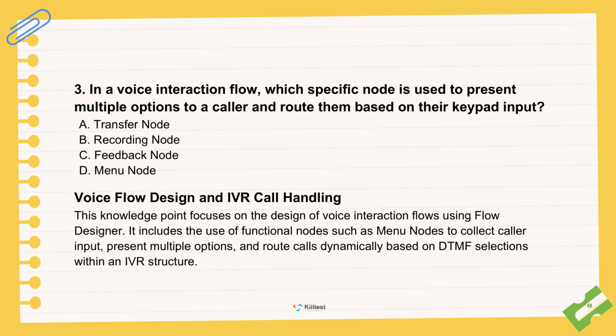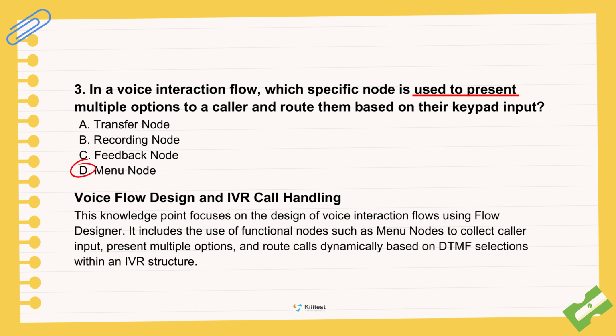Okay, speaking of logic, question 3. This looks at how we navigate the caller. The scenario is about a specific node in the flow builder that's used to present options and route based on keypad input. The classic, press 1 for sales, press 2 for support. Yep. The options are A, transfer node, B, recording node, C, feedback node, or D, menu node. This is a pretty straightforward one, a toolset question. The answer here is option D, menu node.